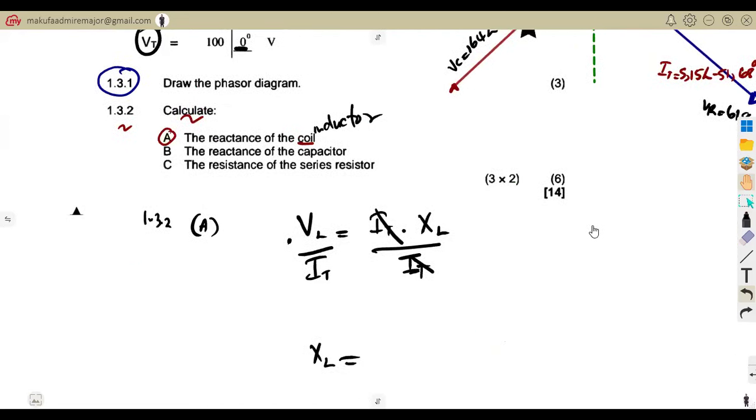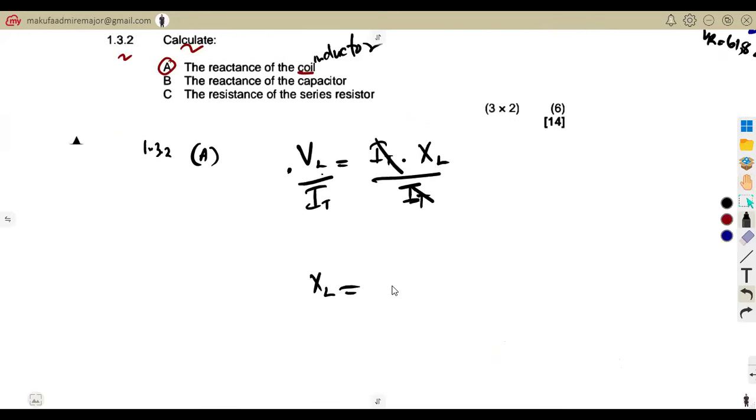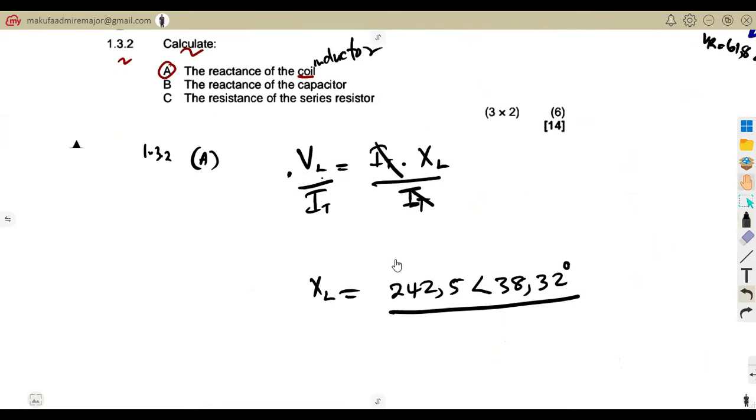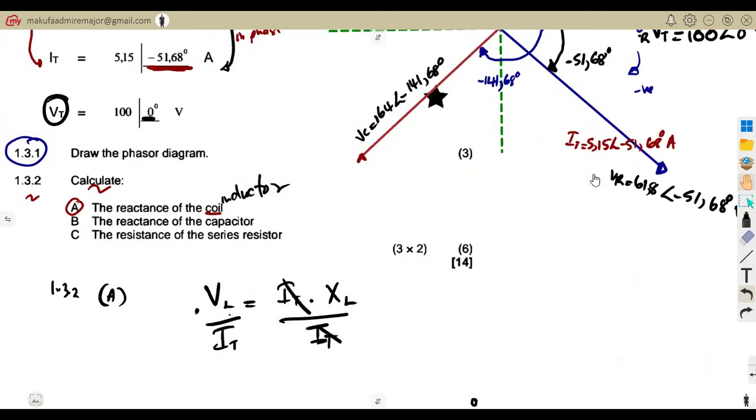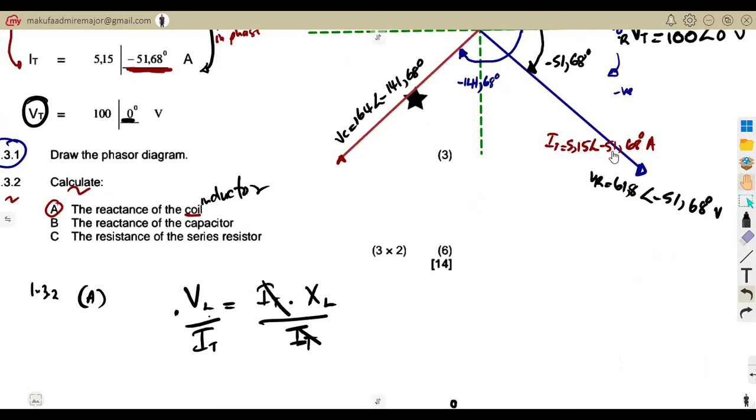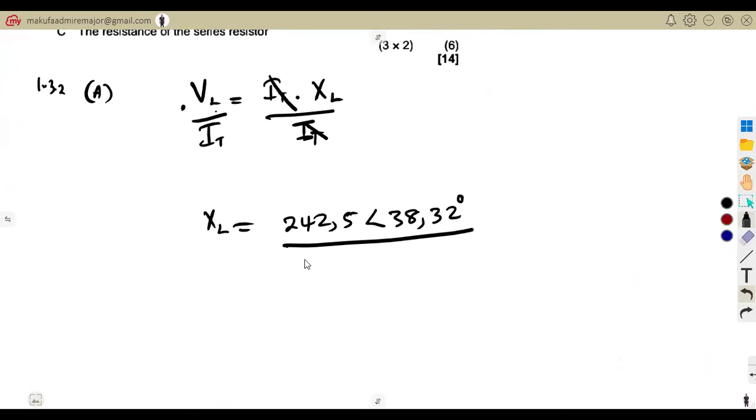So you're going to substitute the part of VL, that is, we are given 242.5 and also the angle, which is 38.32, divided by the total current as it is given. Remember your total current, it was 5.15 at an angle of minus 51.68. So you're going to substitute that: 5.15 at an angle of minus 51.68 degrees. So that's it.